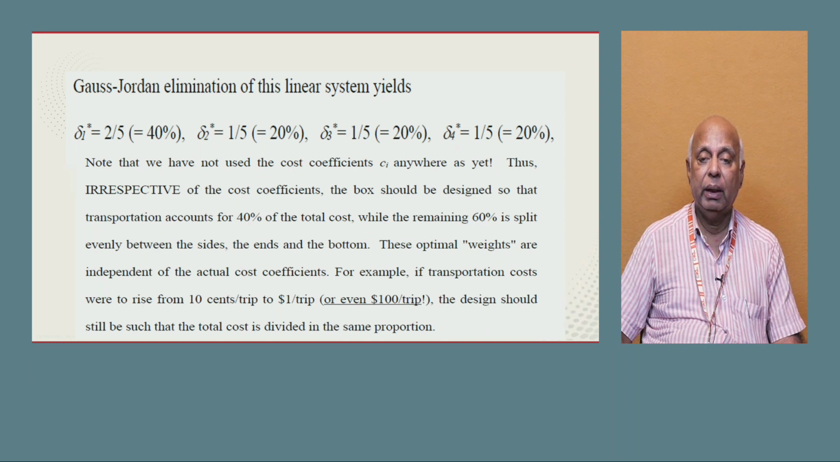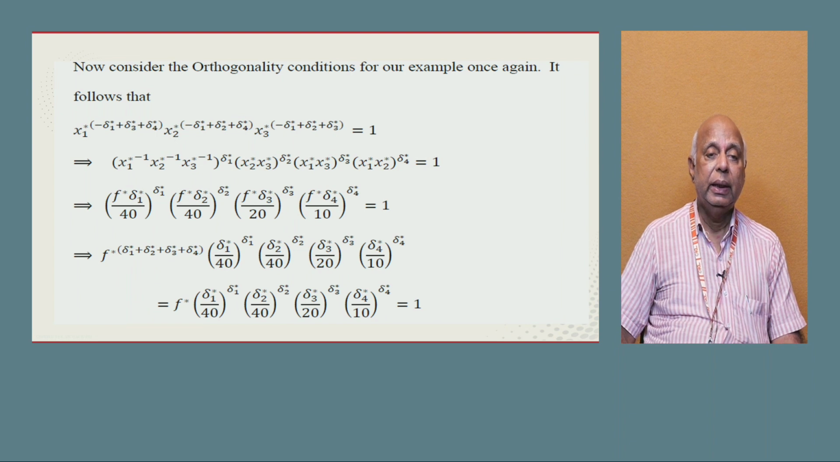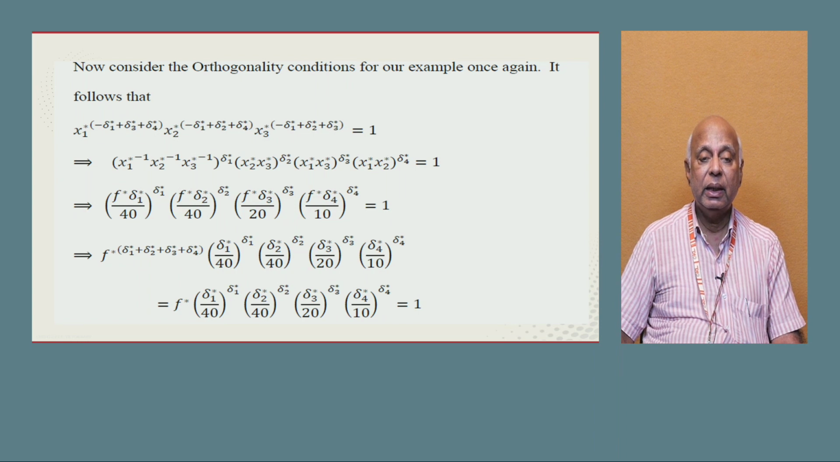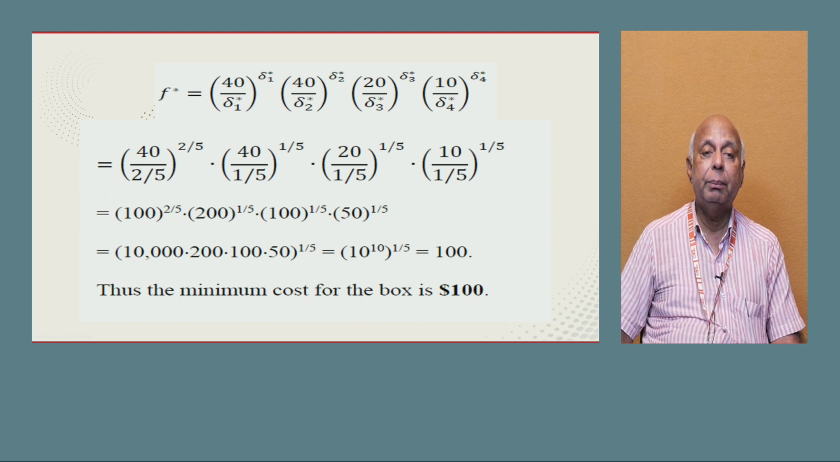That is what we will be having here. Okay, so now here it follows that x1 to the power minus all this, x2, similarly x3, should always equal 1. The sum of the product of all these things should be equal to 1. That means ultimately we will be having f star of delta 1 star by 40 to the power delta 1 star. Similarly for delta 2, delta 3 and delta 4, that should always be equal to 1. That means f star is given by this equation.